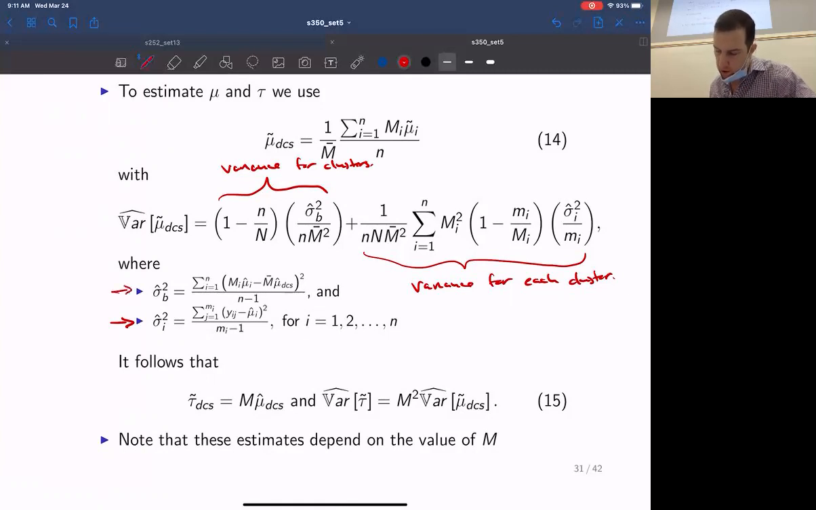The first term, which is our sigma squared B, so the sigma squared between, in some sense, here we have the sum of the squared difference of the mi times mu hat i minus the m bar times mu hat DCS.